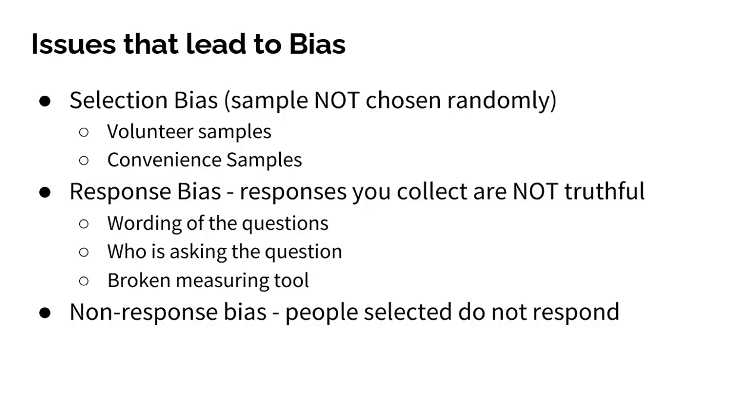Convenient samples, that is just picking a sample that's convenient. Like, I'm just going to grab the first 50 kids I see because I don't have to do any extra work. Well, that's not going to be random. That's not going to represent the population.